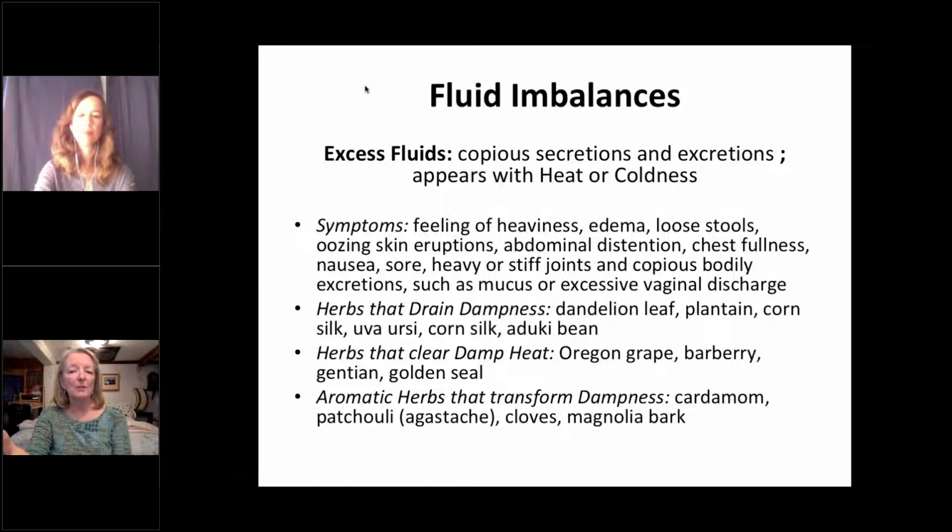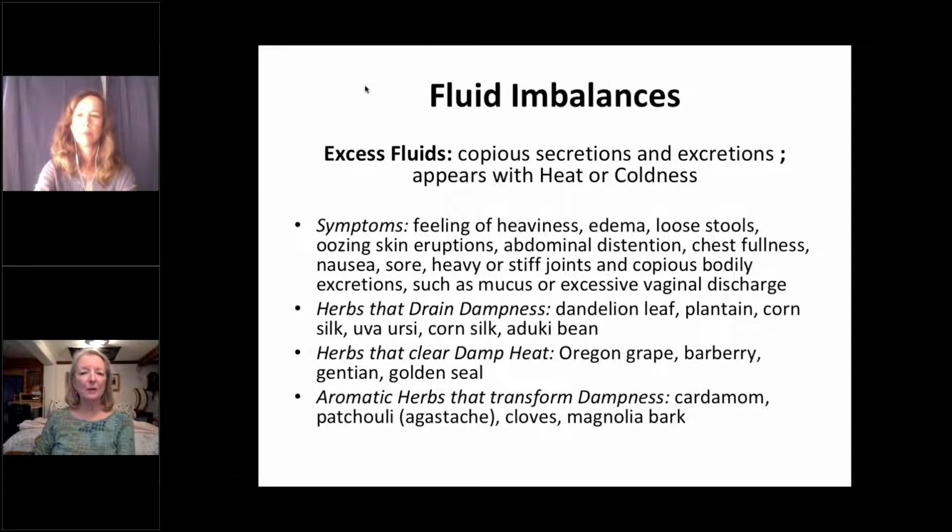Oregon grape is a really great one, and barberry, because it's gentle. It's very effective at clearing damp heat. When you see that yellow coat on the tongue, it's very effective at that, but it doesn't imbalance the blood or the yin. So it's good to know about those. Whereas gentian and goldenseal particularly are very, very bitter and strong. So they're going to be stronger, and turmeric can be stronger too.